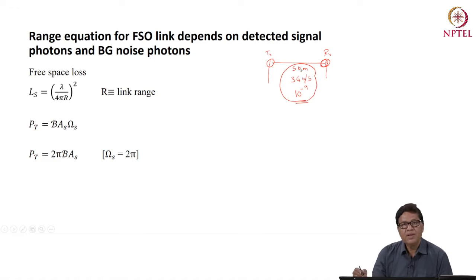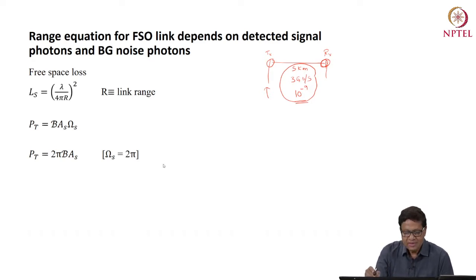Or there can be a system which spans thousands of kilometers, for example, space links, from one geosatellite to another geosatellite. Then what kind of components do I need, or what kind of antenna gain at the transmitter and receiver do I require? So we'll try to understand this using the range equation for a free space optics link.